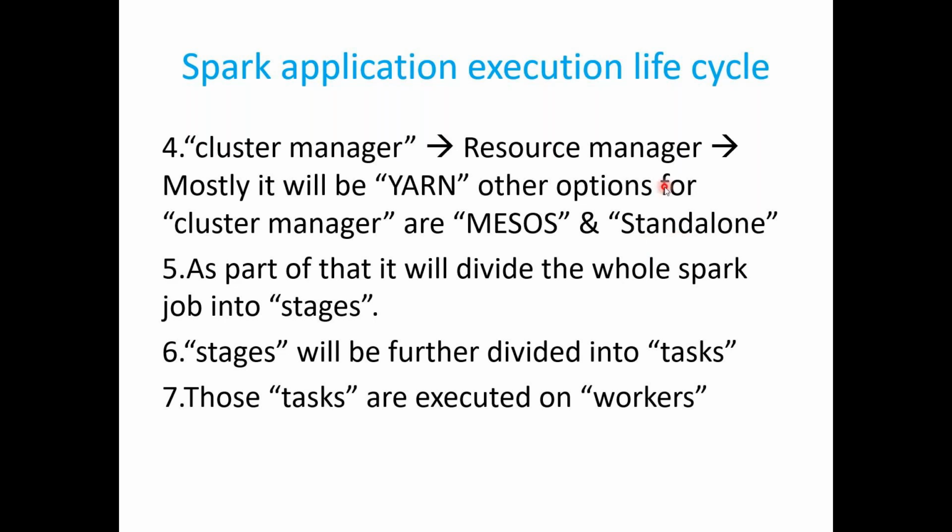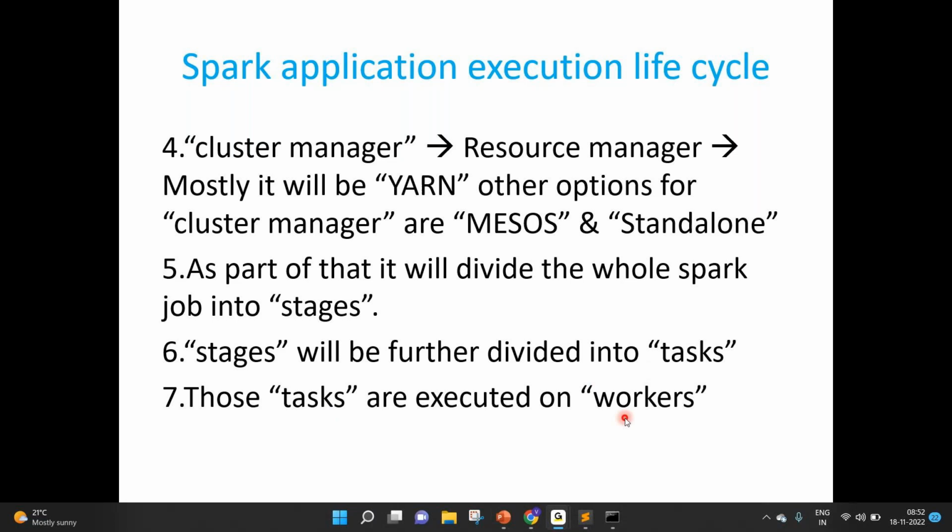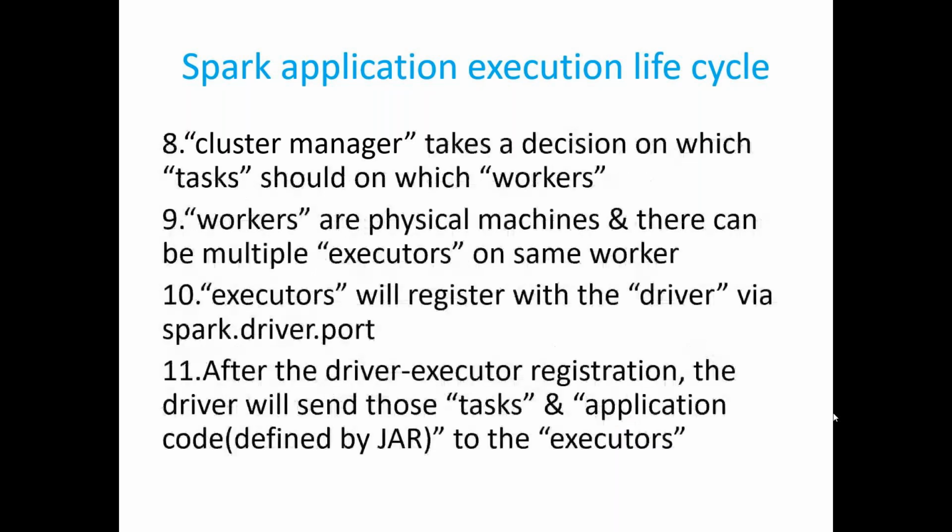And a given Spark job is broken into stages. Stages are further broken down into tasks. Tasks are executed on the workers. Based on how the job is divided into stages, and how stages are divided into tasks, we will see that practically. But for now, just remember this hierarchy. So the cluster manager takes a decision on which task should run on which worker machine. As I told, worker machines are nothing but the physical machines. Within those, we have the executors, JVM or Java processes, that are running.